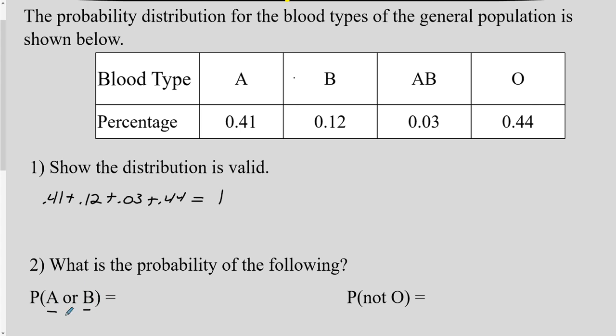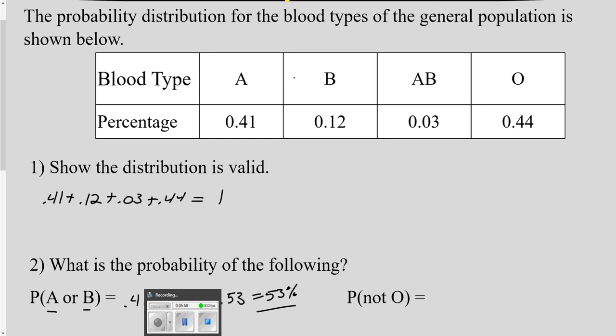Now, are they mutually exclusive? Can you be type A and type B? If you've taken much biology, you know the answer is no. Type AB is not A and B. It's a different type completely. So that means that we're just going to take the two probabilities and add them. So the probability of type A or B would be 0.53 or 53%.